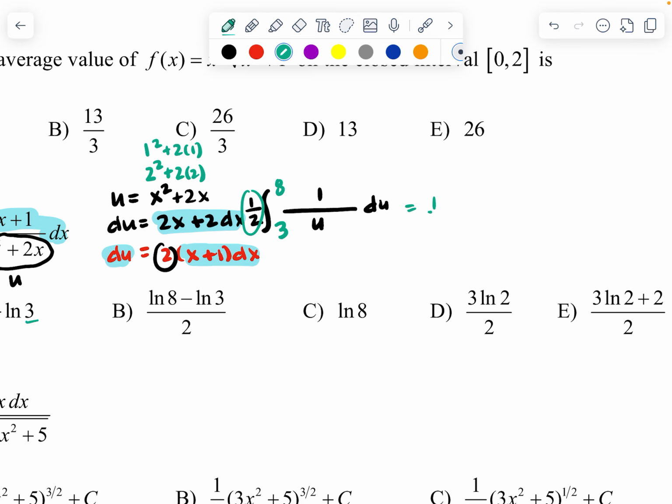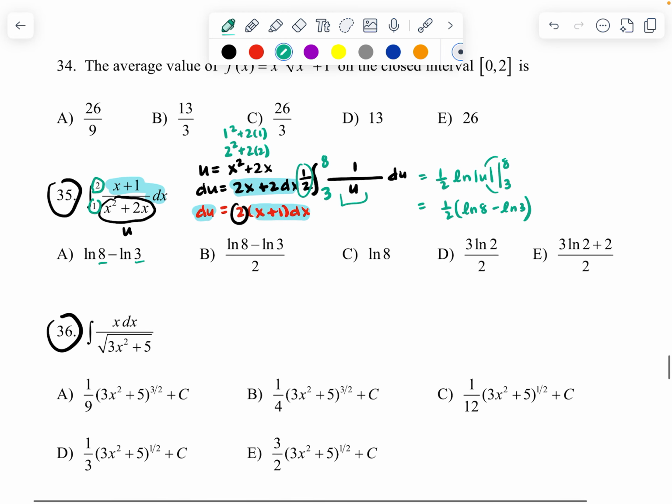I have a 1/2. The integral of 1 over u is the ln of absolute value of u, evaluated from 3 to 8. If I plug that in, I'm going to have 1/2, and then ln of 8 minus ln of 3. Notice I'm dropping those absolute value signs because those numbers are positive, so it doesn't really matter. So you guys, what is this going to be? This looks like it's going to be B, okay?